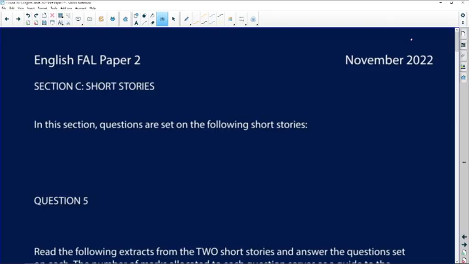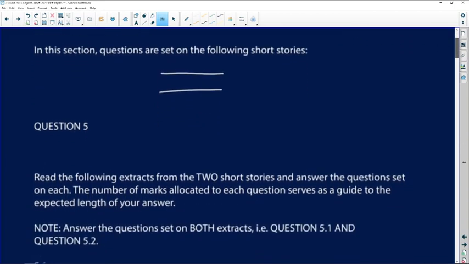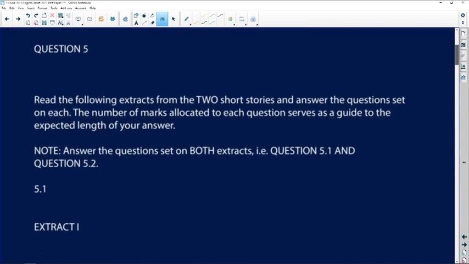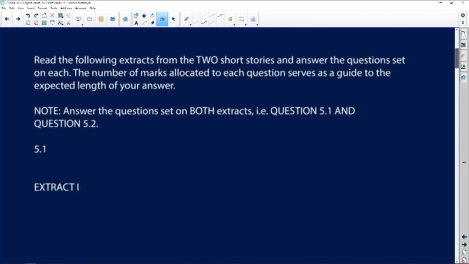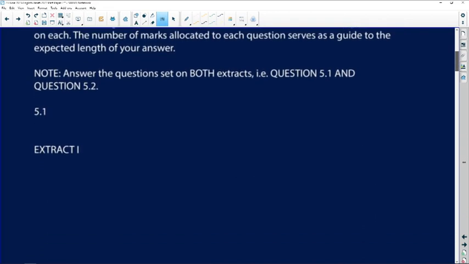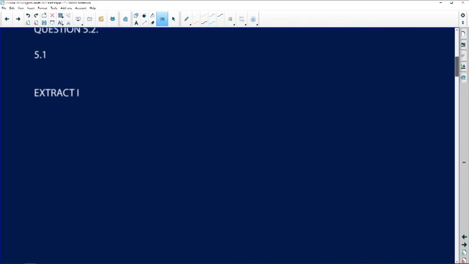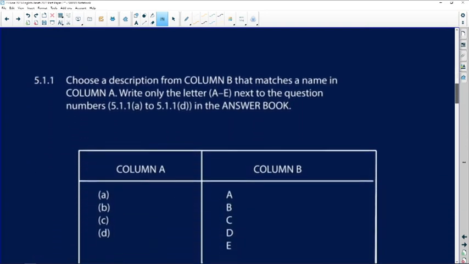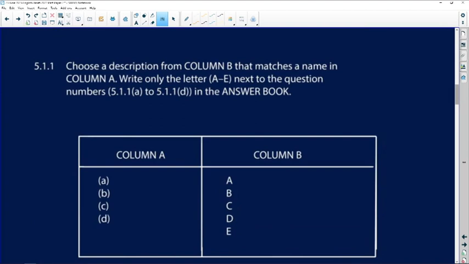Right, so look at the instructions. Please won't you put on the timer? So we're told questions are set on the following short stories. Remember, there will be two short stories. The first one says, read the following extracts from the two short stories, answer the questions set on each, watch the mark allocation. Both extracts 5.1 and 5.2. So you'd get an extract. Right. Description from column A that matches a name in column B.